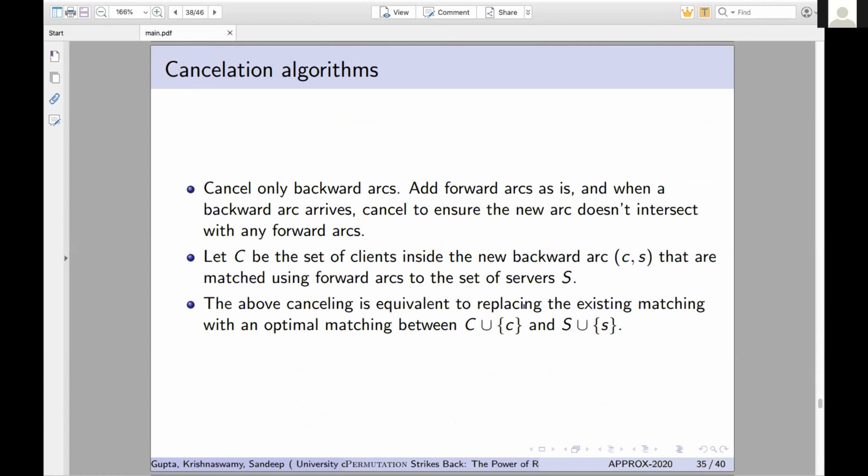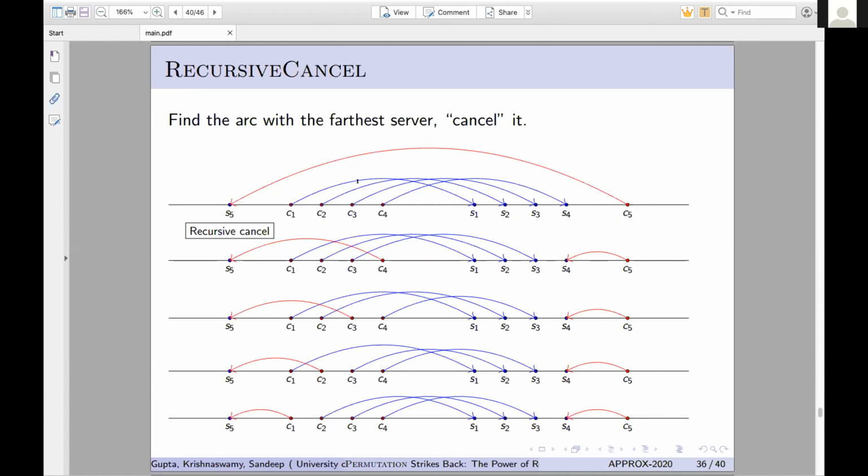So our main idea is that we only cancel one directional arc. When an arc is forward, we add it as it is. But when an arc is backward, we cancel all the forward arcs that it intersects with. This algorithm as stated is fairly simple, but the analysis becomes slightly tricky because you could have multiple ways to do this when a backward arc comes. For example, in this example there are multiple ways to do it. One way is to first recursively cancel some of the forward arcs and then do it again.